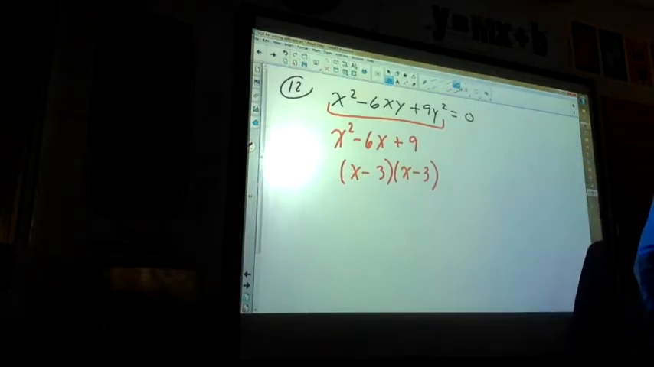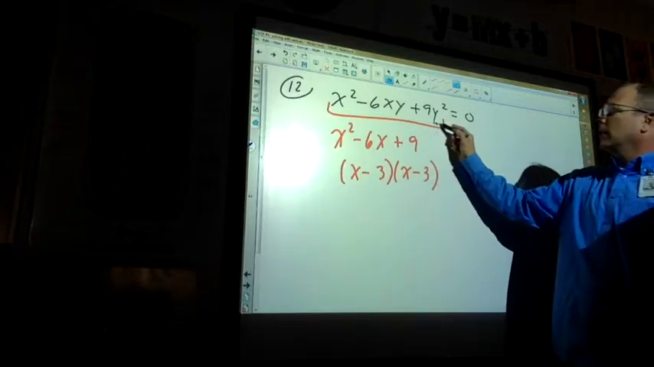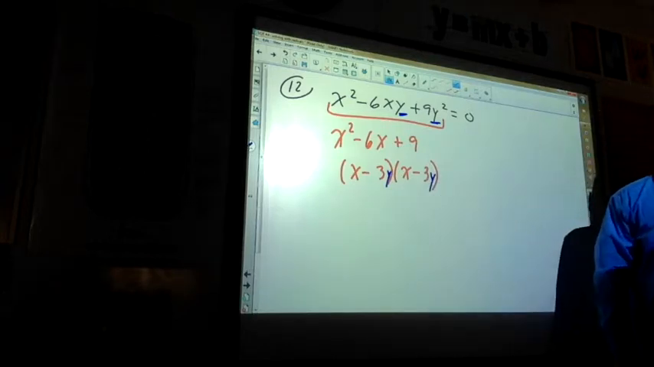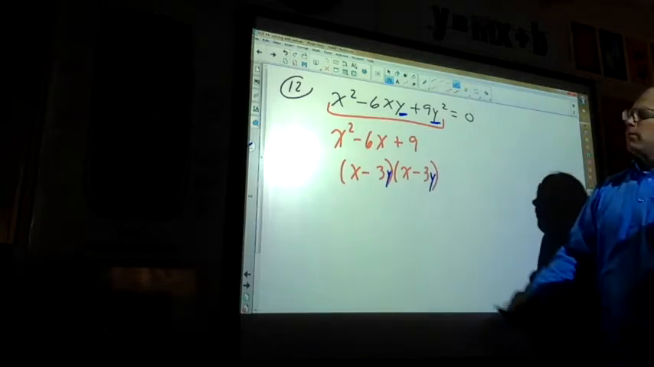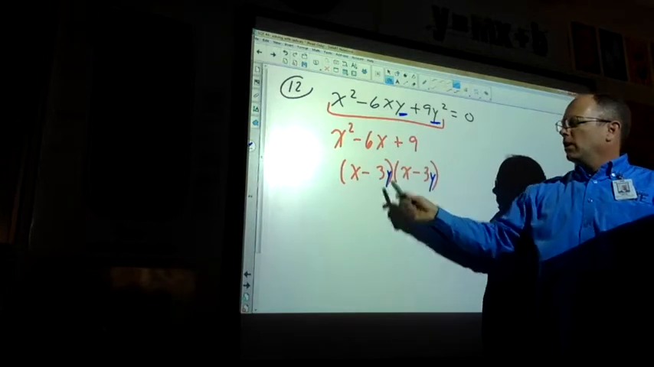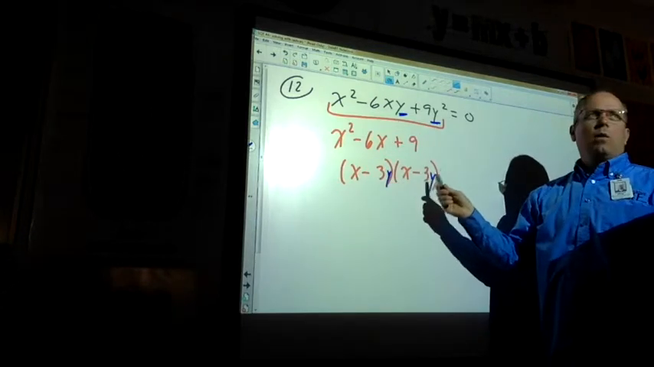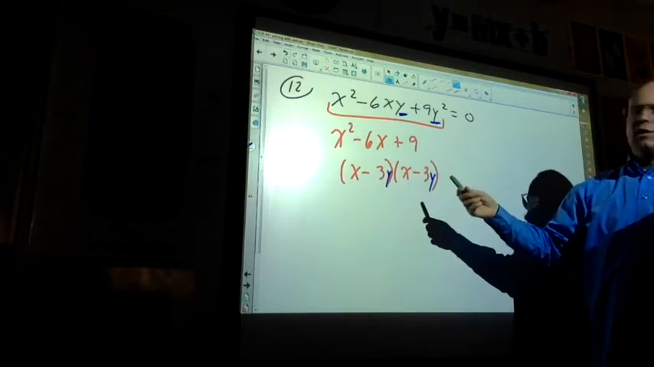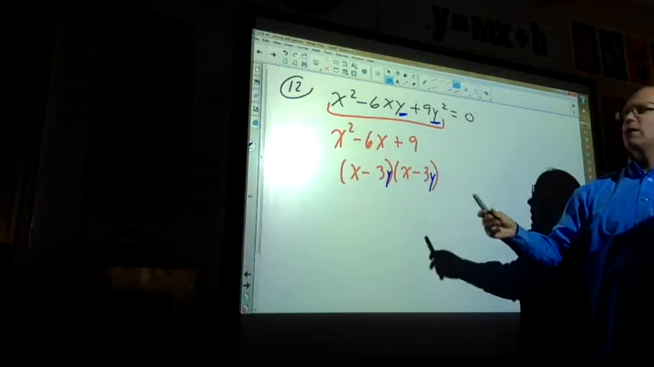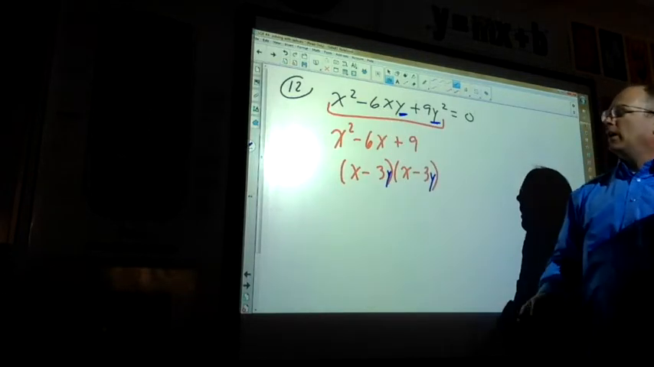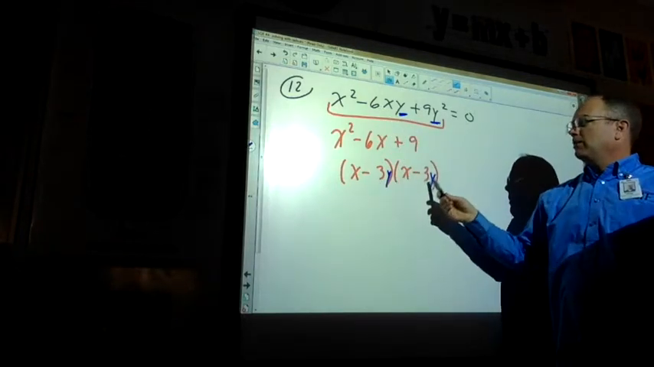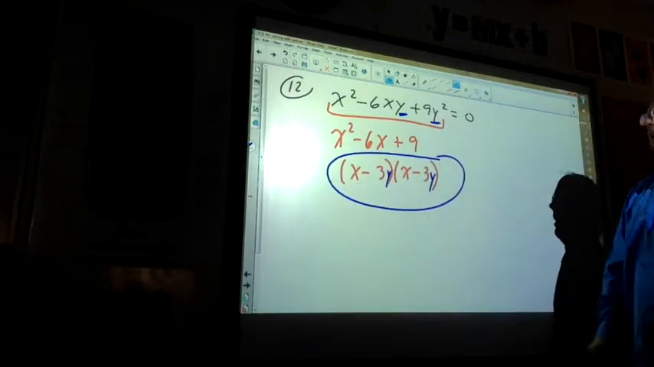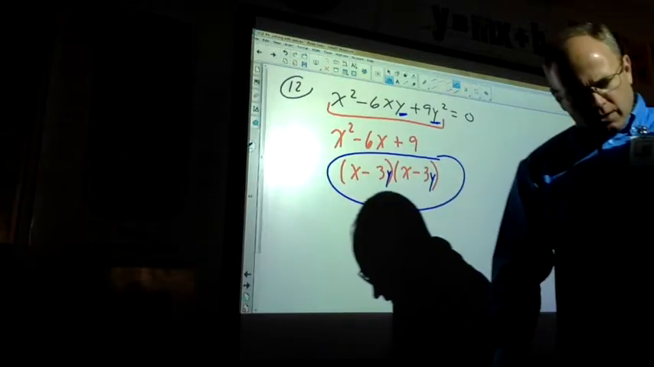What was in the beginning that I'm forgetting about? The y. Okay, so the y here and here. So that means if I put the y there and if I put the y there, my answer is done. Now you're like, wait, that's not going to work. Well, x times x is x squared. x times negative 3y is negative 3xy. Negative 3y times x is negative 3xy. So negative 3xy, negative 3xy, added together is negative 6xy. And then negative 3y times negative 3y is positive 9y squared.